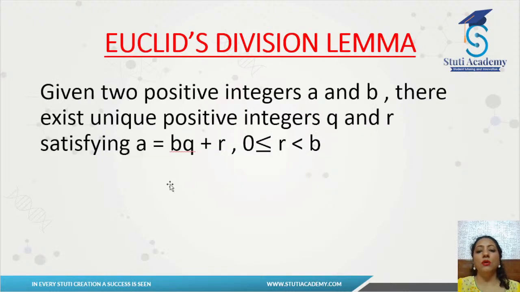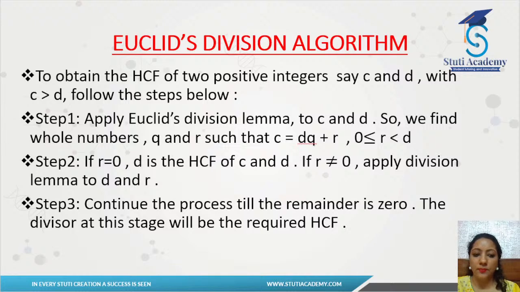Euclid's division lemma also we studied in the previous class. Given two positive integers a and b, there exist unique positive integers q and r, satisfying a = bq + r, where 0 ≤ r < b. Now this lemma we were applying repeatedly to solve for the HCF of given numbers. So that's Euclid's division algorithm. We had learned Euclid's division algorithm to find the HCF of two numbers.